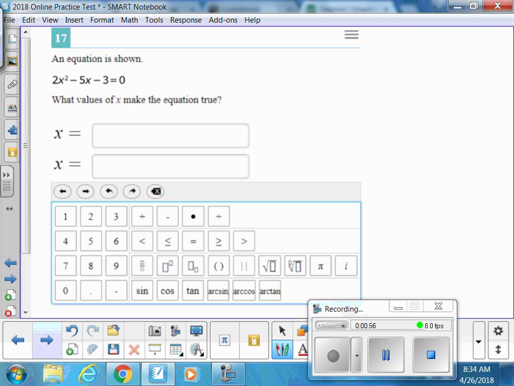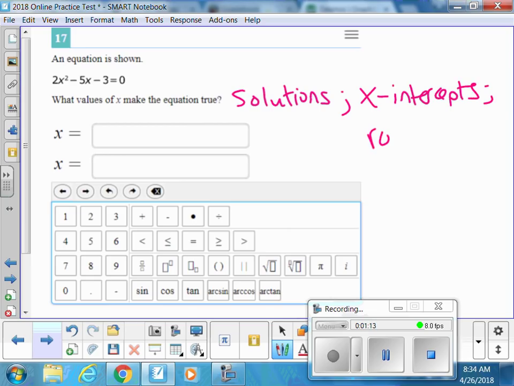Number 17, an equation is shown. They want the value of x that would make the equation true. Now just a real quick reminder, solutions to a quadratic like this are the same exact thing as x-intercepts. They can also use the word roots to describe them. So really, we're just going to pull up Desmos and look for those x-intercepts, okay? So let's grab our Desmos.